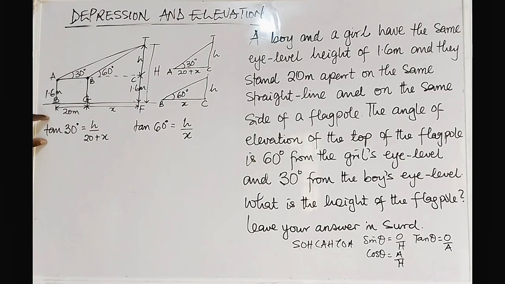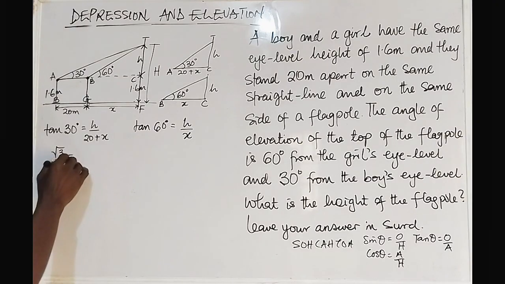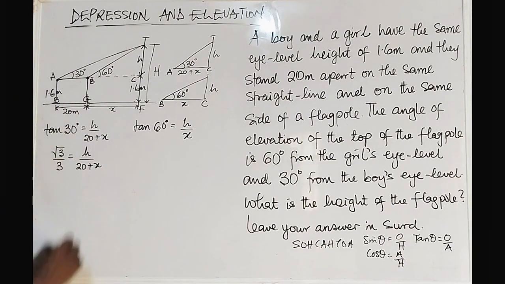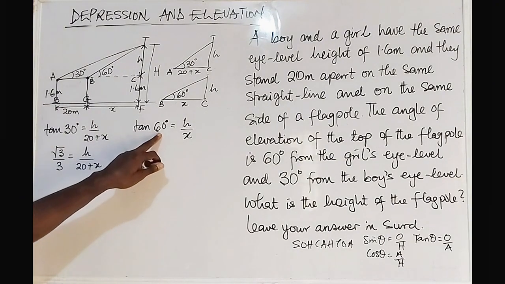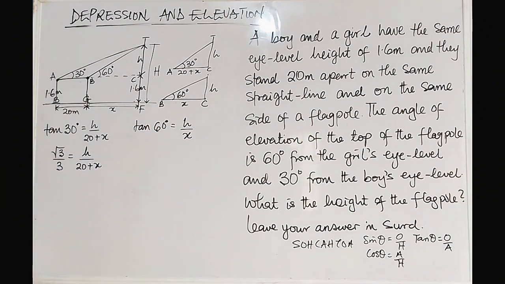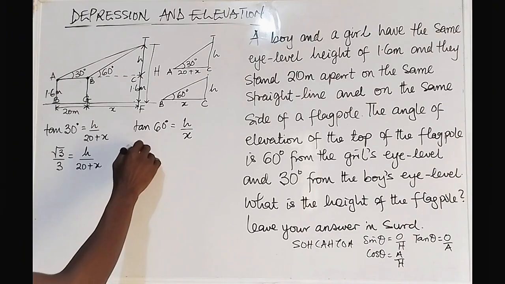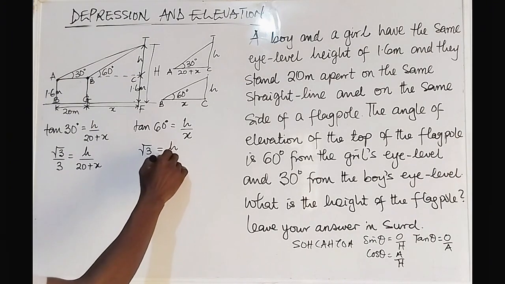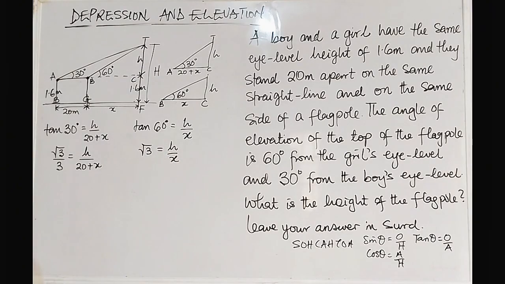Alright, since the question tells us to leave our answer in surd, the value of tan 30 in surd is root 3 all over 3. Then you have H all over 20 plus X, and the value of tan 60 in surd is root 3, equals H all over X.